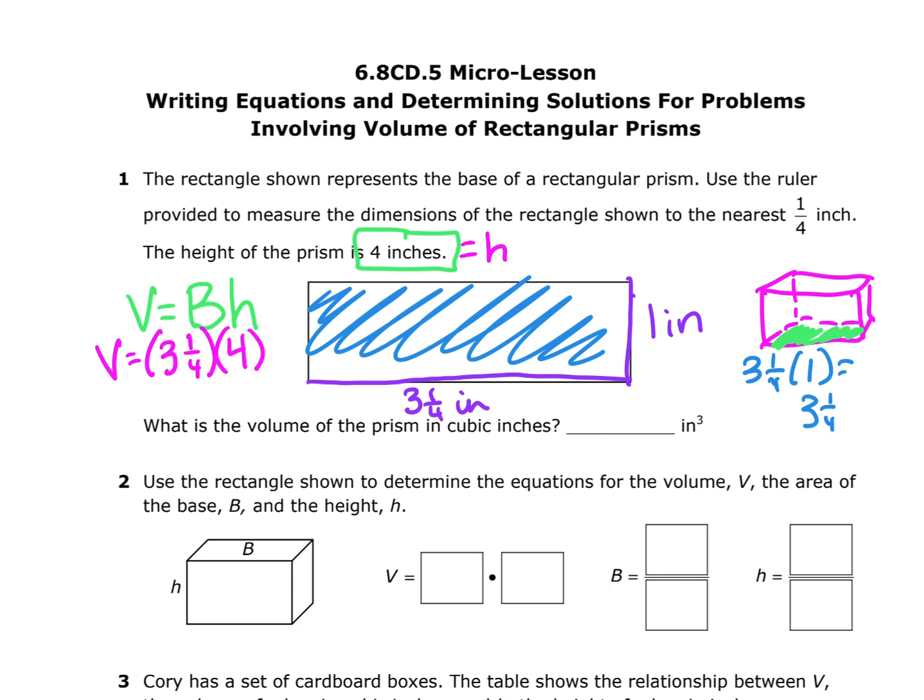All right, so what we need to do is look at this and multiply. I'm going to convert it into an improper fraction. So 4 times 3 is 12 plus 1 more is 13. So I have 13/4 times 4 over 1. And when you look at that, you'll see that the 4's cancel out, becoming a 1. So 13 times 1 and 1 times 1 is 13 over 1, which is equal to 13 inches cubed.